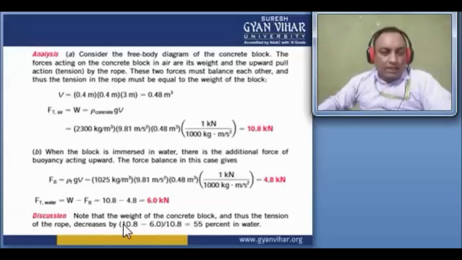So note that the weight of the concrete block and the tension of the rope decreases by (10.8 minus 6) divided by 10.8, equal to 55% in water.